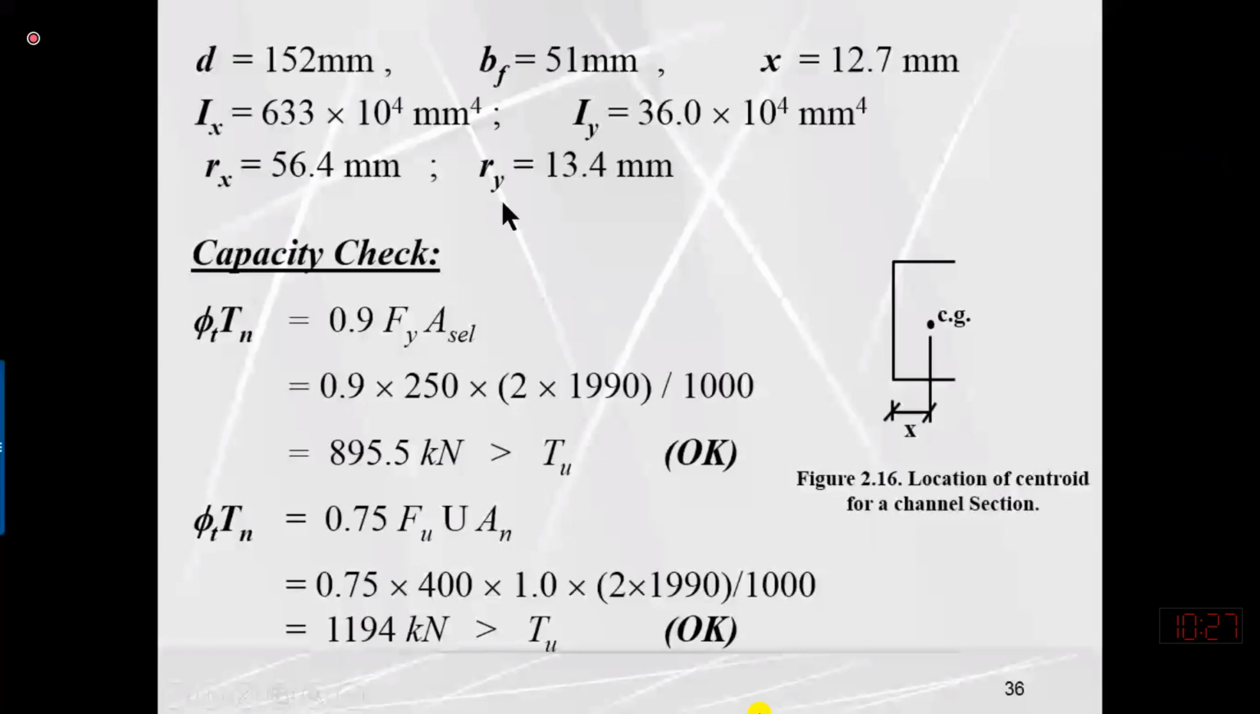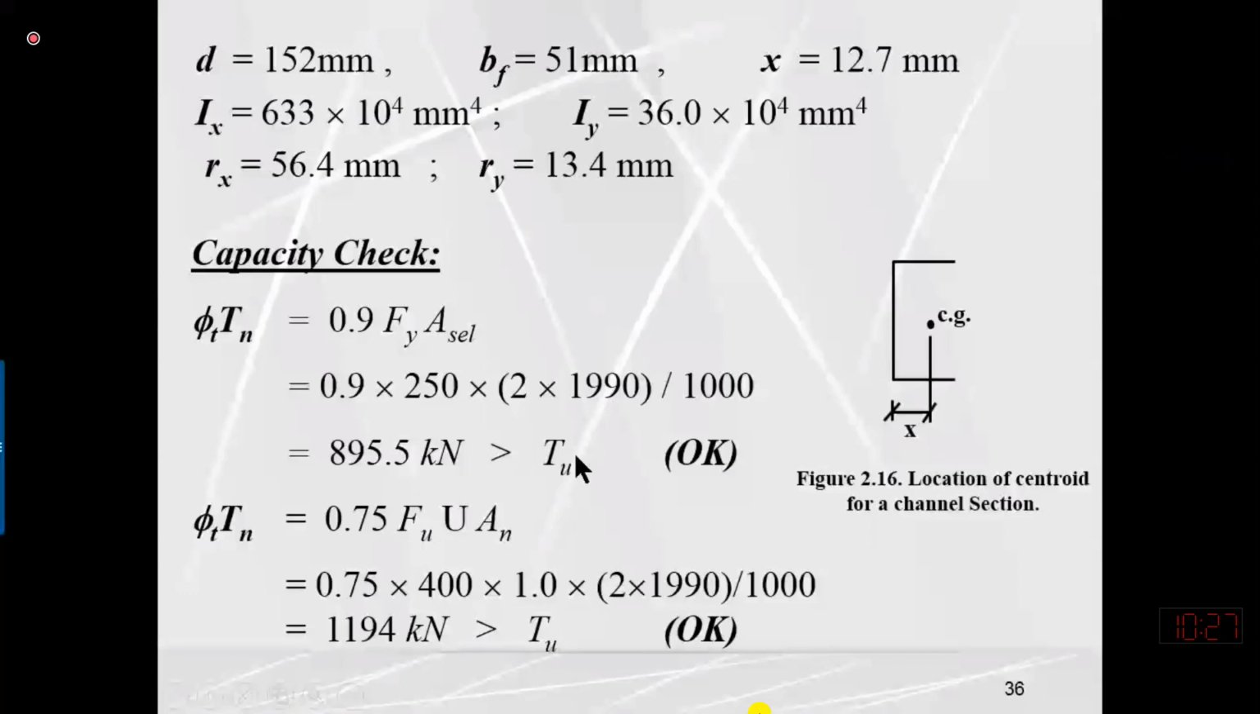So now I need to check the capacity. When we check the capacity, we need to apply the yielding criteria, capacity in yielding. So phi Tn in yielding is 0.9 Fy into area of selected section: 0.9, 250, and the area of two channels will be 2 multiplied by 1990 divided by 1000, just to convert into kilonewton. So the answer is 895.5, which is more than Tu. Tu value is 840 kilonewton.